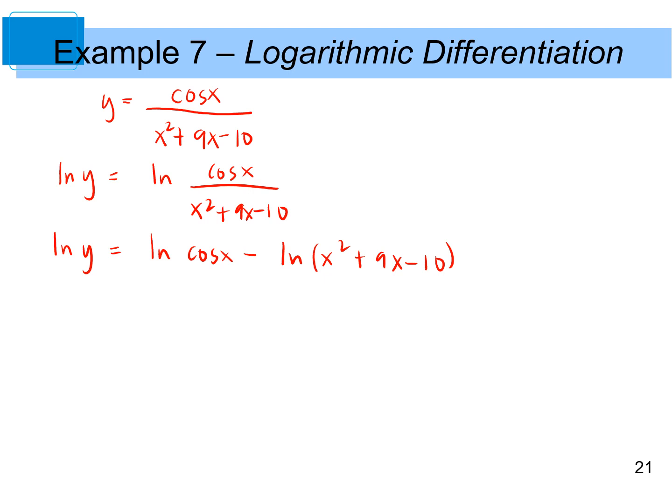Now we differentiate. The derivative of ln of y, again implicitly, is 1 over y times y prime, or dy over dx.